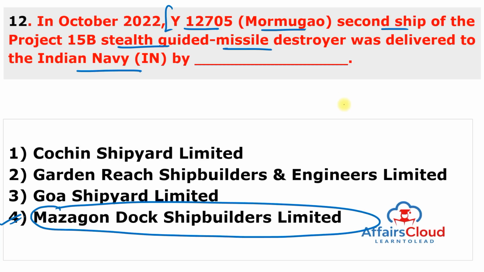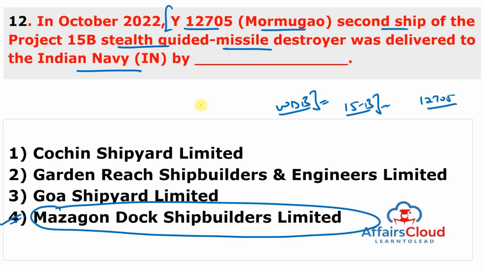So, this is the second ship of Project 15B stealth guided missile destroyer, named Y-12705 Marmagao, which was delivered to the Indian Navy by Mazagon Dock Shipbuilders Limited. And this Marmagao was built at MDL Mumbai, Maharashtra, and it was designed by the Warship Design Bureau, which is the Indian Navy's in-house organization.